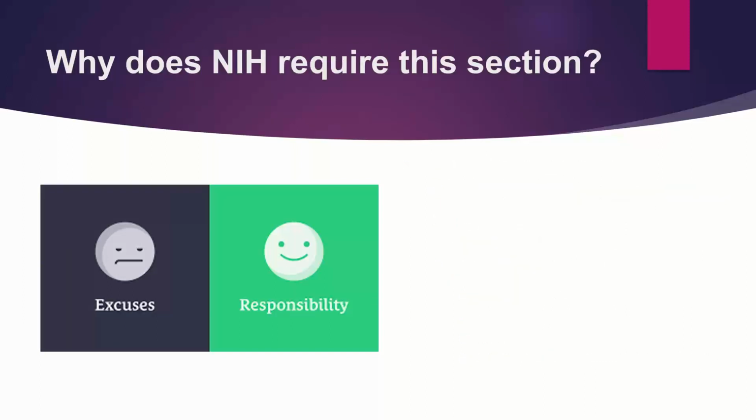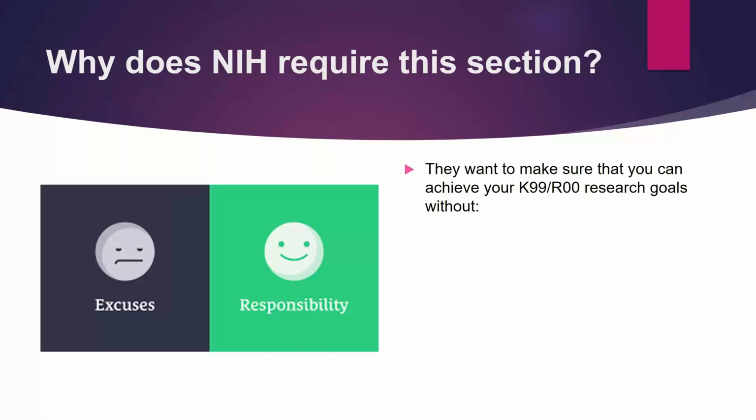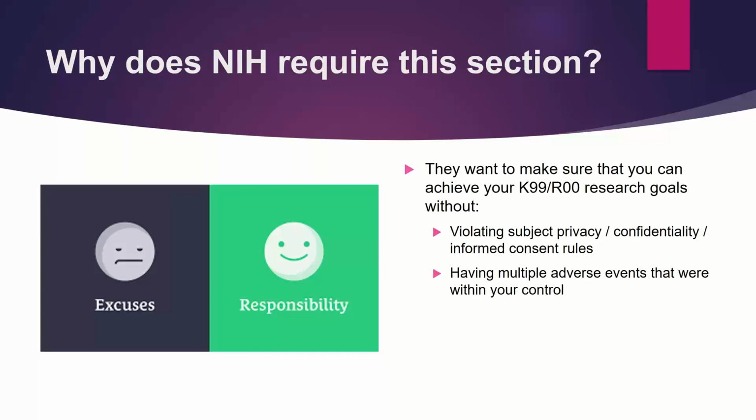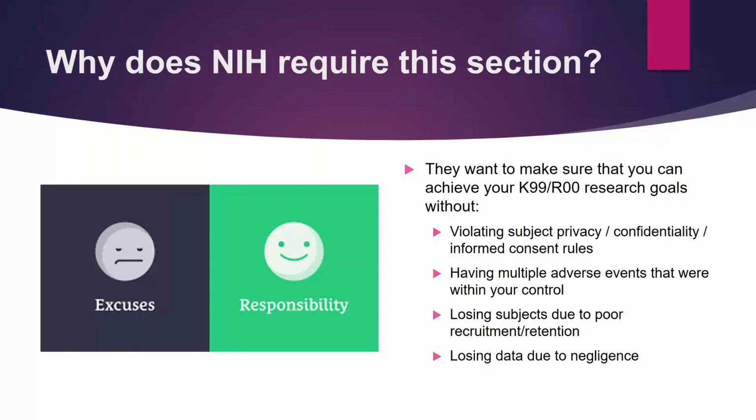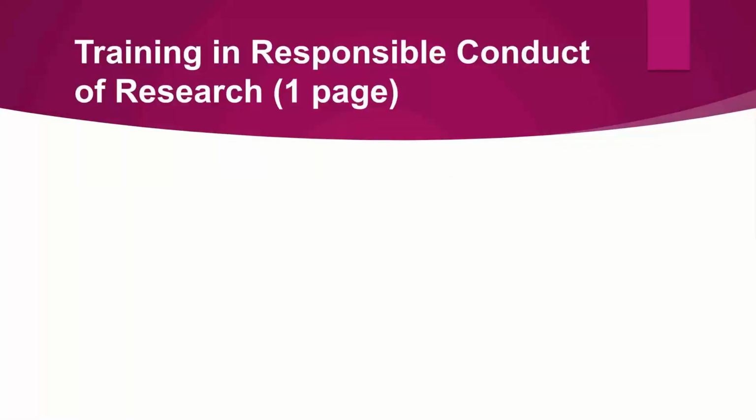So why does NIH require this section? They want to make sure that you can achieve your K99 and R00 research goals without violating subject privacy, confidentiality, and informed consent rules, having multiple adverse events that were within your control to start out with, and without losing subjects due to poor recruitment and retention. So they want you to be able to take responsibility and foresee any problems and not make excuses. Last but not least, losing data due to negligence.